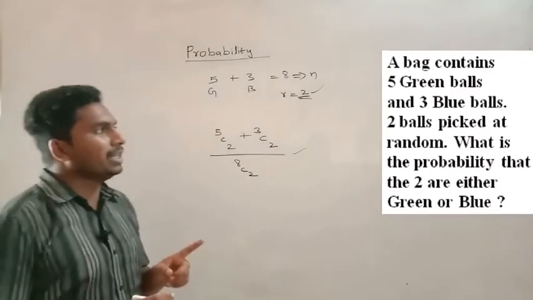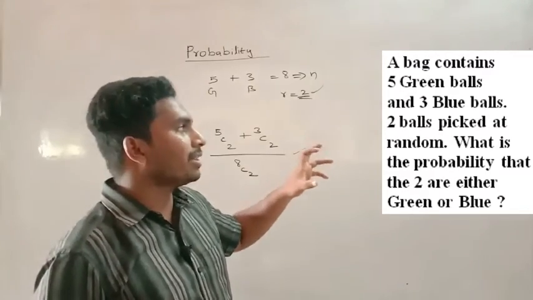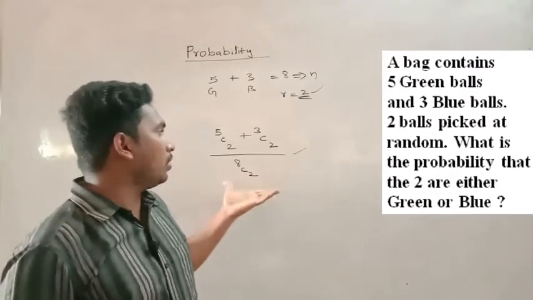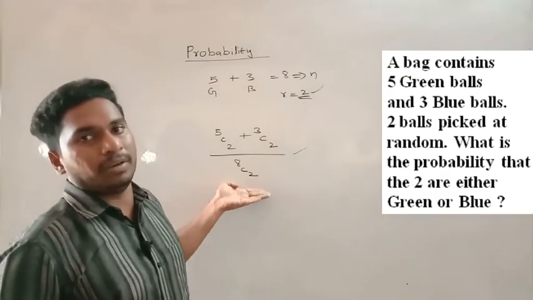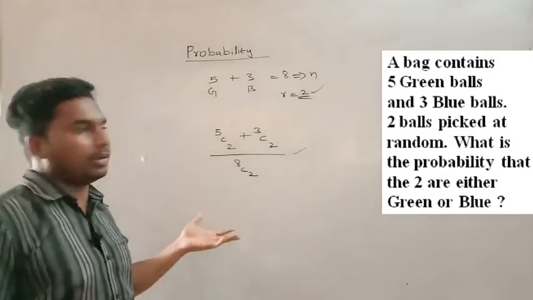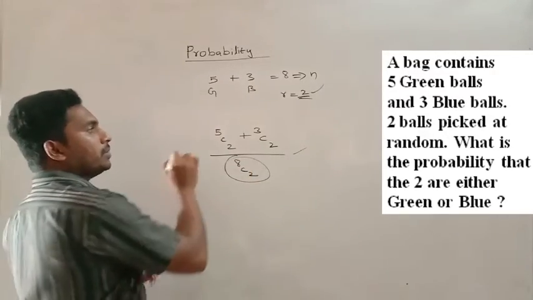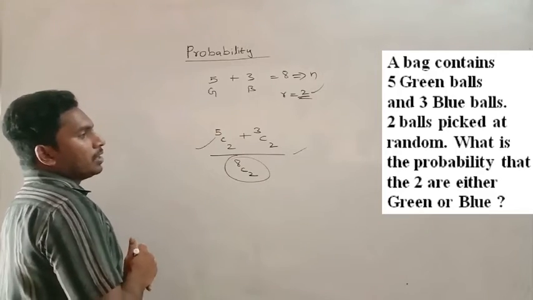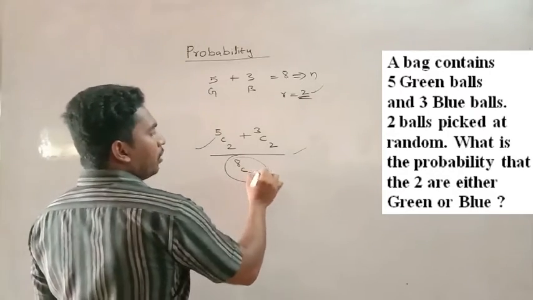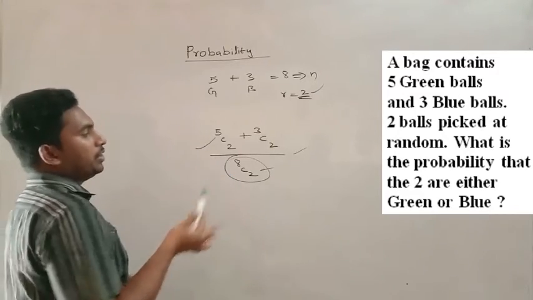The only thing is, according to the question you have to understand whatever has been given and write it in this way. If you can write it in this form you can easily solve it. Here in the denominator is the total number of outcomes, and the numerator has the favorable outcomes. In the denominator, total 8 balls are there, 2 balls are picked up, 8C2.